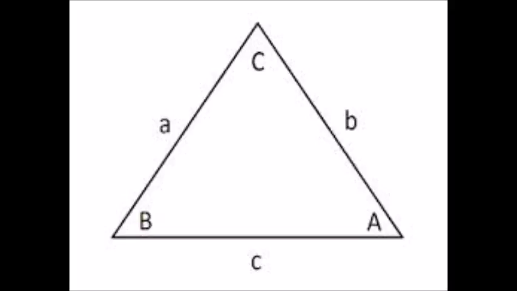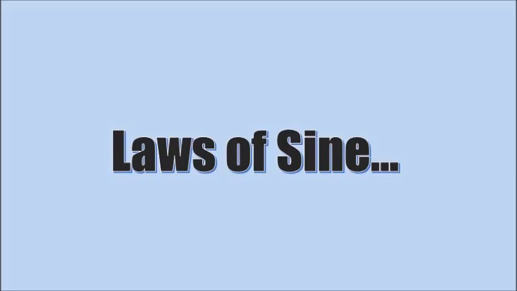We can see in the picture that side A is opposite of angle A, just as side B is opposite of angle B, and side C is opposite of angle C. The capital letters represent the angles and the lowercase letters represent the sides. Let's start with the laws of sine.